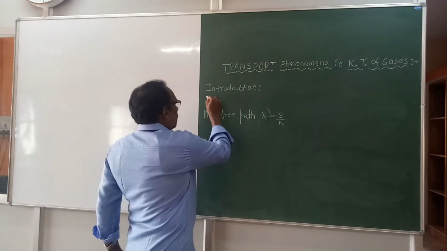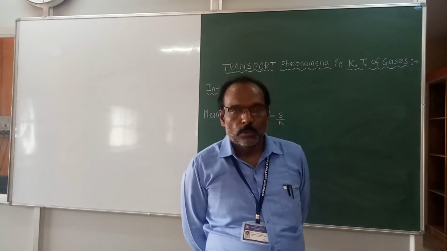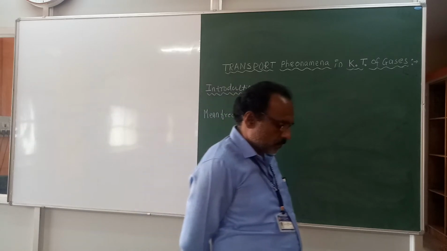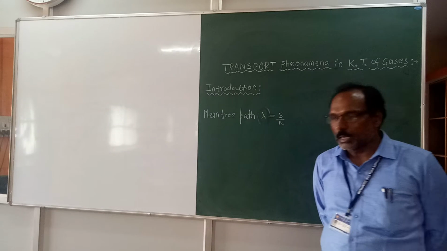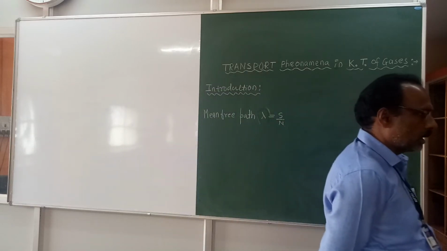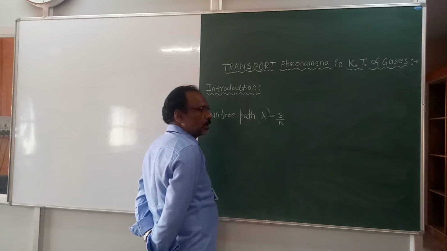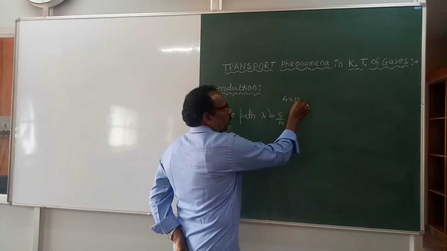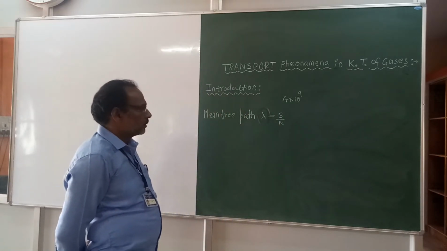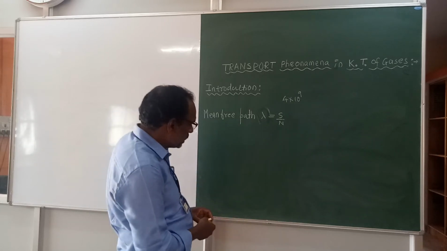We say gas molecules are always in random motion. They move with different velocities ranging from 0 to infinity, and when the molecules collide with each other, their direction and speed change. I have given an example: when air molecules collide with each other, the number of collisions per second is in the range of 4 into 10 raised to 9 collisions per second. After a collision, a molecule changes its direction and speed.